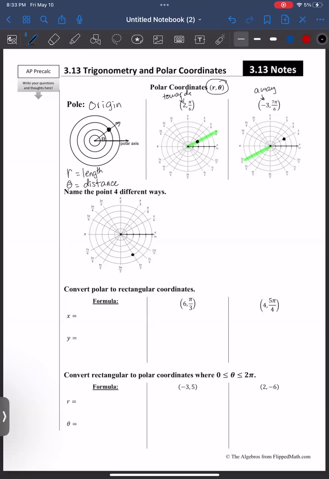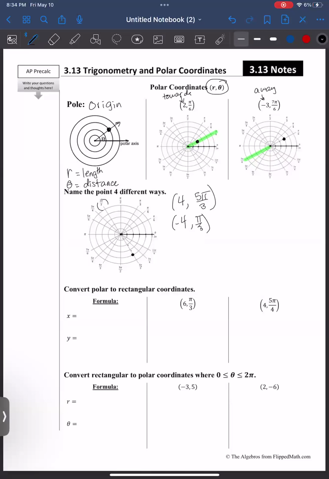Now we're going to look at naming some points. So here I have this point right over here. Well, the obvious name I'm going to say is 4 comma 5 pi over 3. That's the most obvious. I move out 4 circles and I'm going towards 5 pi over 3. But I can also say that I'm moving away from this 2 pi over 3. So if I'm moving away from it, I'm going -4 comma 2 pi over 3.